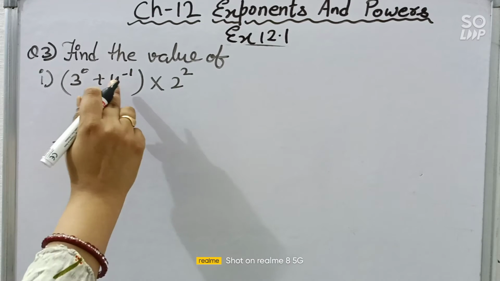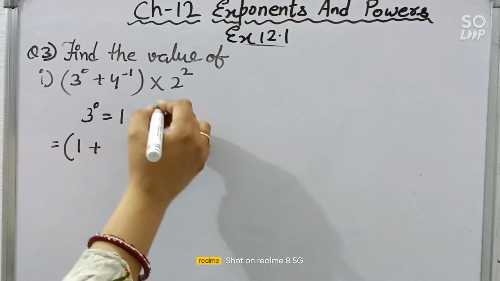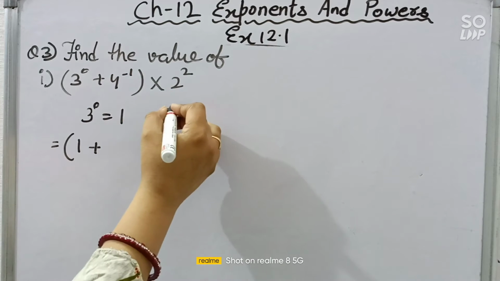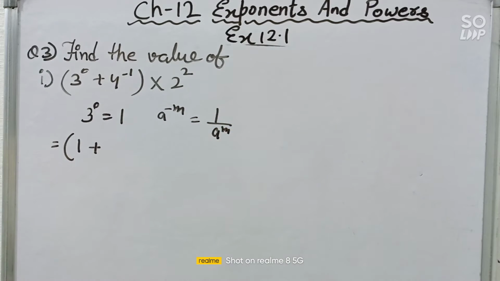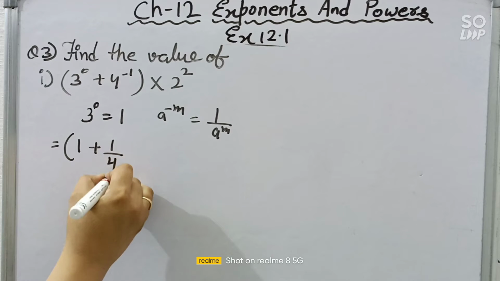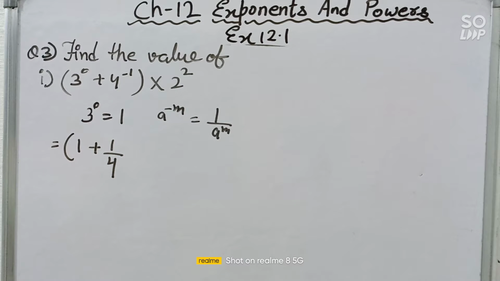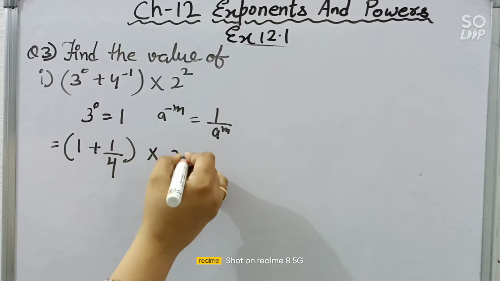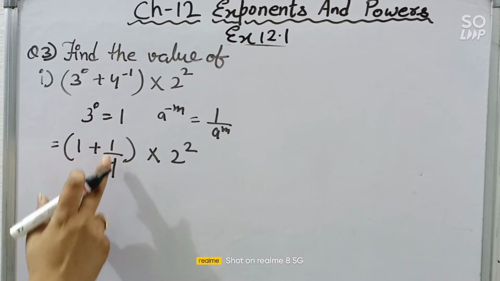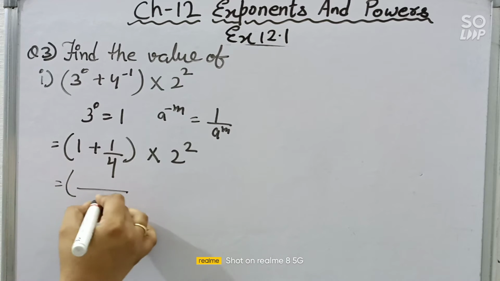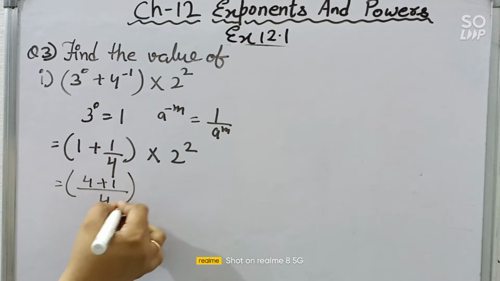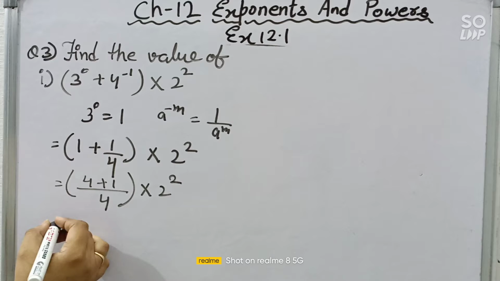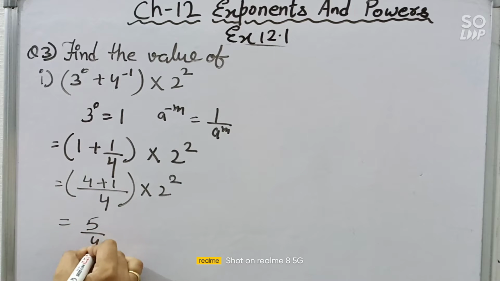So we can directly write 1 plus, now this 4 raised to the power minus 1 can be written with the help of our law a raised to the power minus n equal to 1 upon a raised to the power n. So we will write 1 upon 4. Right? Now we have to add this 1 and 1 upon 4 by taking LCM. Take LCM as 4. Now it will become (4 plus 1) upon 4 multiply 2 raised to the power 2. This becomes 5 upon 4 multiplied with 2 raised to the power 2.